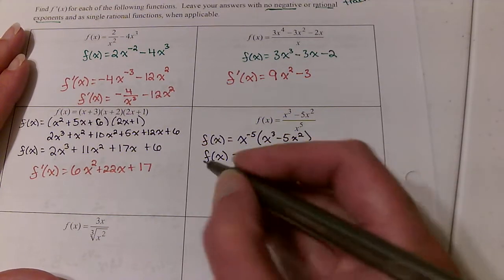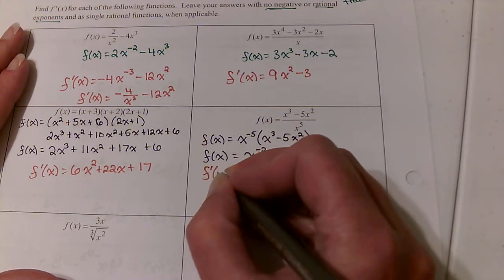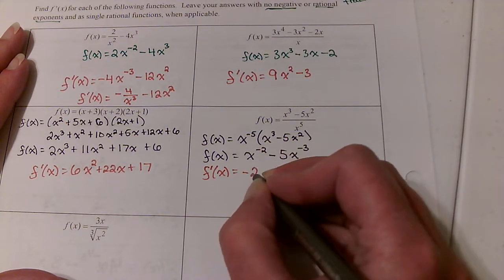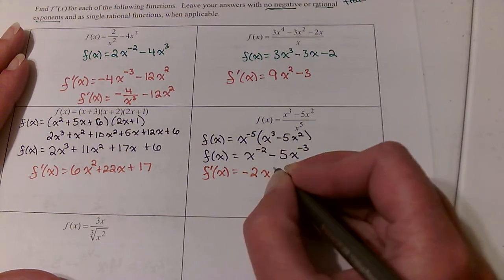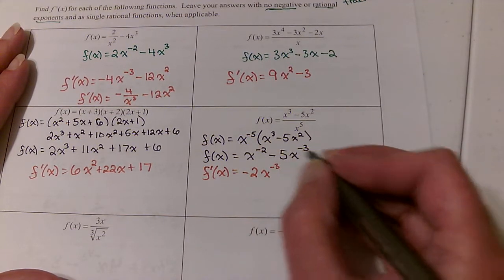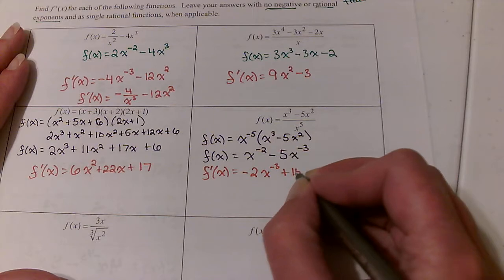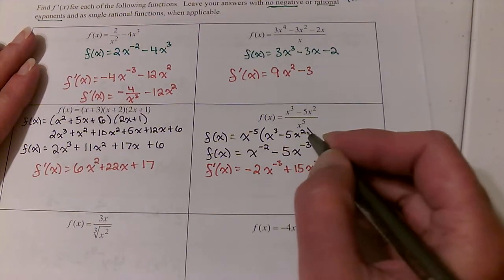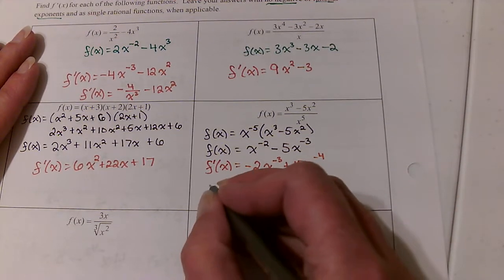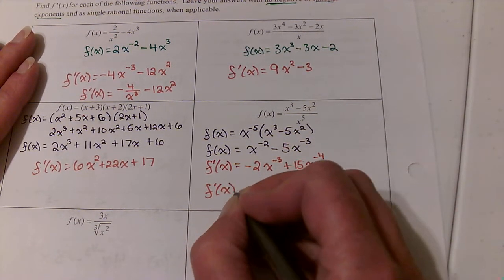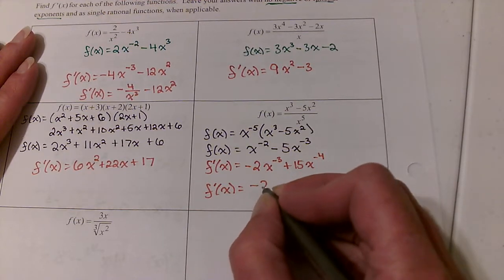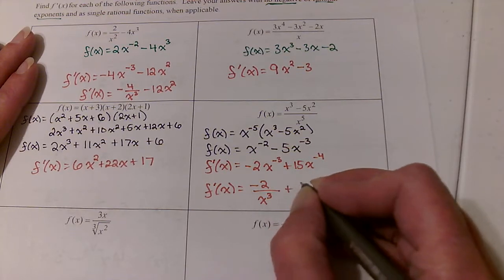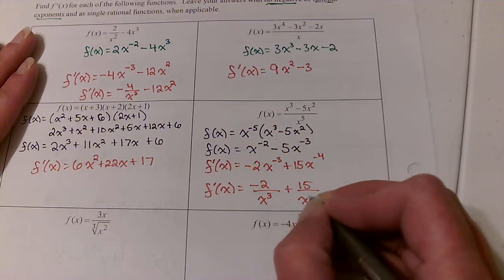Power rule. Multiply by the exponent, so that'd be negative 2, then subtract 1 from the exponent. Multiply, subtract 1 from the exponent. Now, they did not give us negative exponents to start with, so we don't want to leave our answer with them. So this can be negative 2 over x cubed plus 15 over x to the 4th.